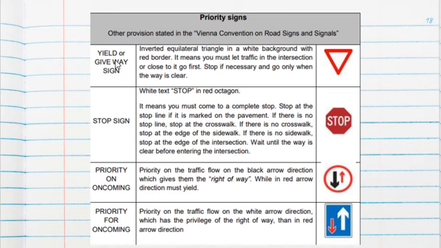So we have here the yield or give way sign. Then we have the stop sign, and priority for oncoming traffic. Here, priority on the traffic flow in the black arrow direction gives them the right of way, and then priority on the traffic flow in the white arrow direction has the privilege of the right of way over the red arrow direction.